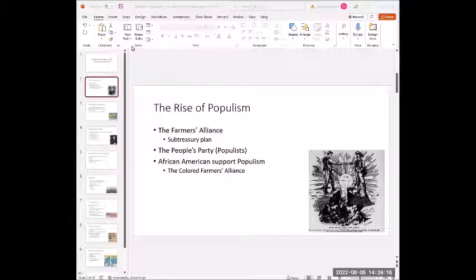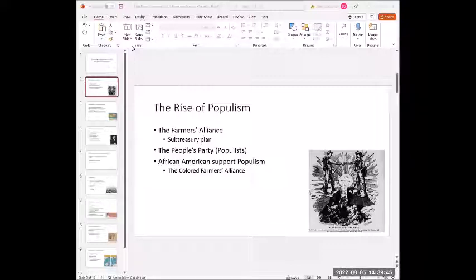In an earlier module, we talked about the Grange, which was an organization of farmers who were upset with the railroads, who they felt were charging them way too much to transport their product and to store their product in the railroad's warehouses. Well, you're going to see another organization of farmers develop in the 1870s known as the Farmers Alliance. And they have similar goals.